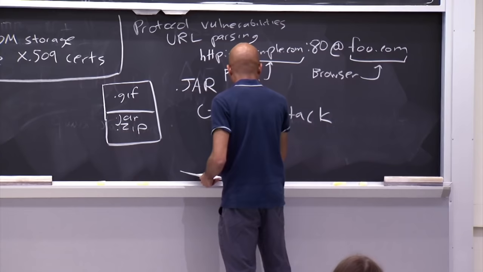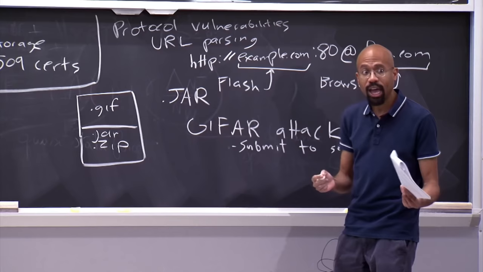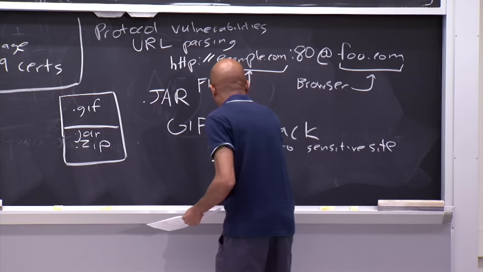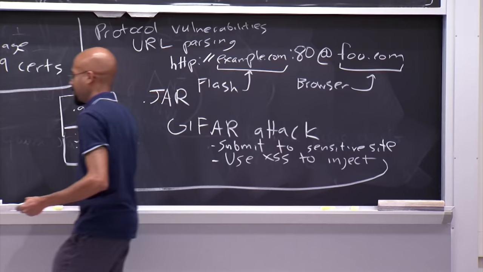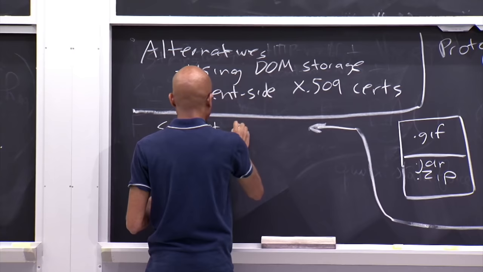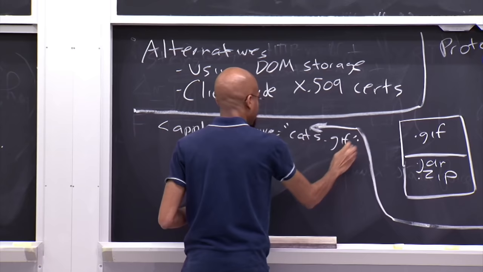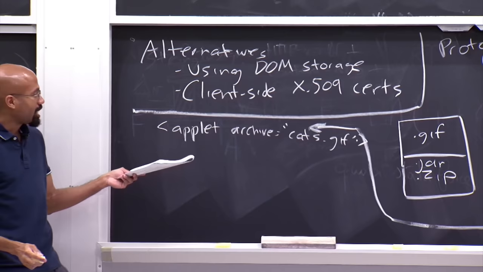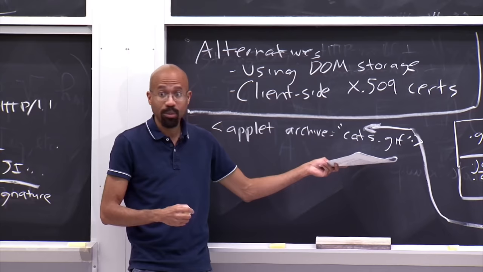And then the next thing that you can do is, if you have a cross-site vulnerability, then you can use cross-site scripting to inject something like this. And due to poor board management, I will draw this over here. So you can inject an applet, with its source just being cats.gif. What's interesting is that because we're using a cross-site scripting vulnerability, this runs in the context of the vulnerable site. This has been uploaded to the vulnerable site's origin, so it will pass the same origin test.